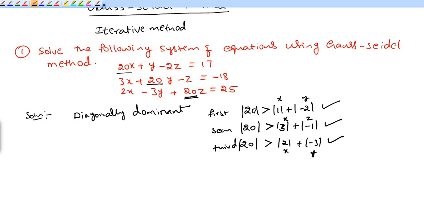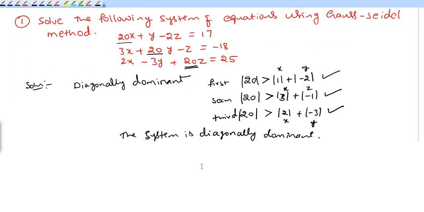So if this is true, then we say that the system is diagonally dominant. Okay, so first you have to check for this. If it is diagonally dominant, you have to proceed.